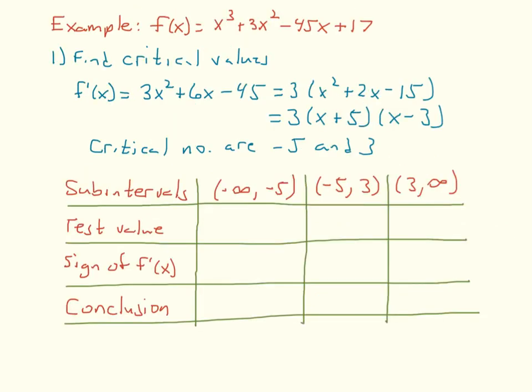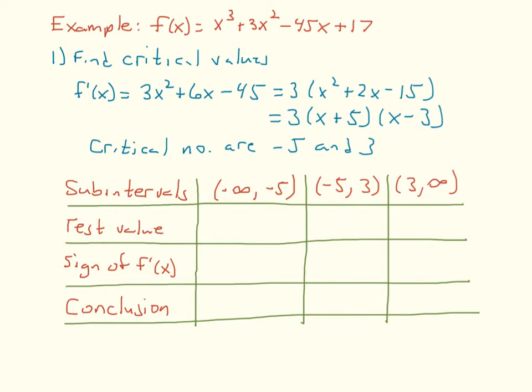Here's an example. We have f of x equal to x cubed plus 3x squared minus 45x plus 17. So the first thing I have to do is find the critical values. To find the critical values, I have to identify where my derivative is going to be 0 or undefined. Since I'm dealing here with a polynomial with real coefficients, this thing is not going to be undefined.